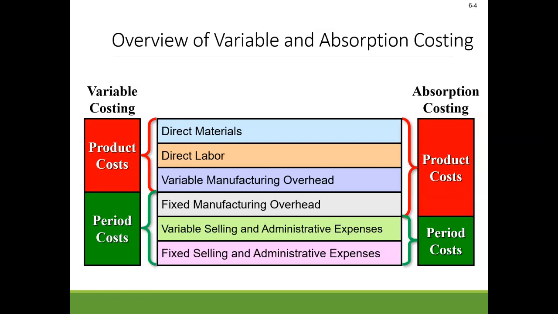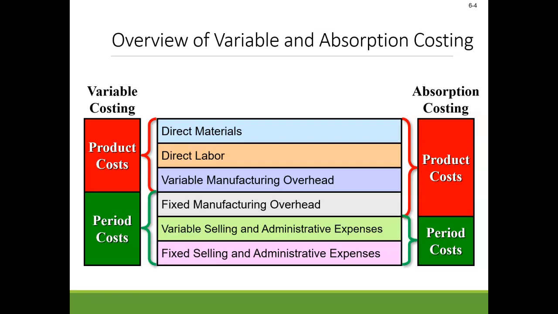So variable costing is taking product costs to be the direct materials, direct labor, and variable manufacturing overhead. That's it. The period costs are the fixed selling and variable selling and admin. But in variable costing, we're adding the fixed manufacturing overhead into our period costs. We're familiar with absorption costing, where the only period costs are the variable and fixed selling and admin.